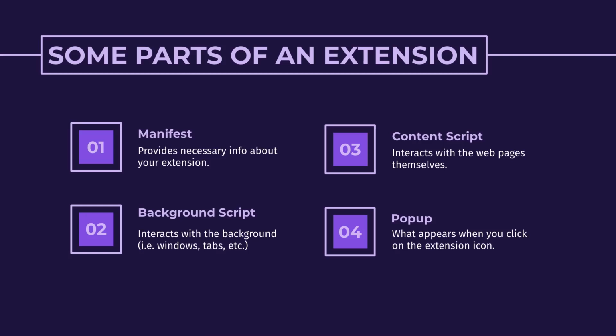We have the background script, which interacts with the background, according to its name. So this involves window actions, tab actions, and other things that go on in the background. Then we have number 3, the content script. This is a script that interacts with the web pages themselves. These are all in JavaScript, by the way, except for the manifest. With the content script, you see what's on the page and interact with items on a page.